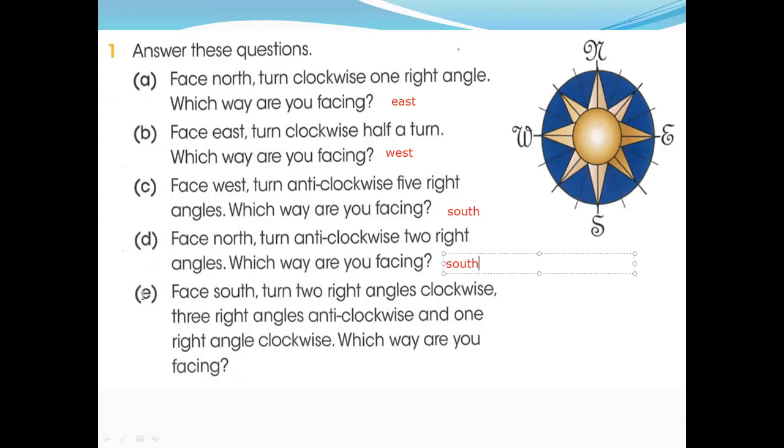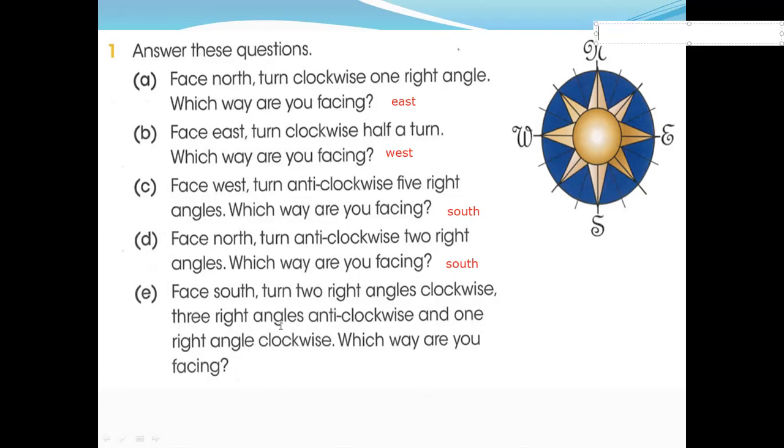A little bit difficult. Face south. Now your face is here, south. Turn two right angles clockwise. 1, 2, like clockwise. Now your face is at north.